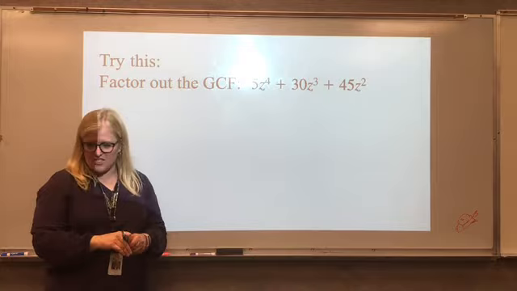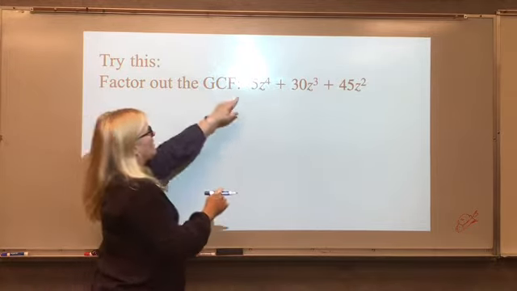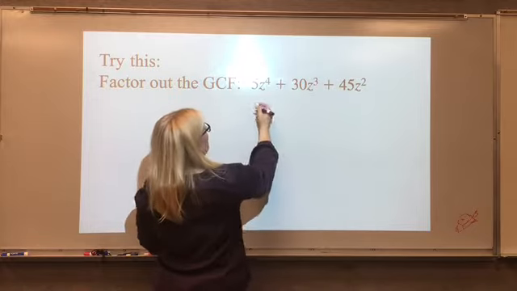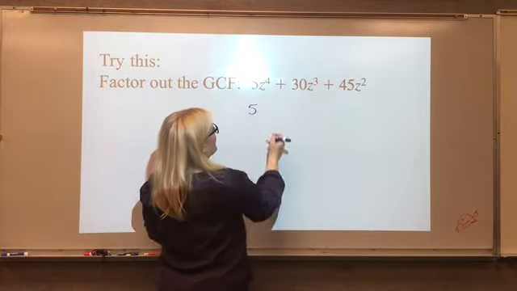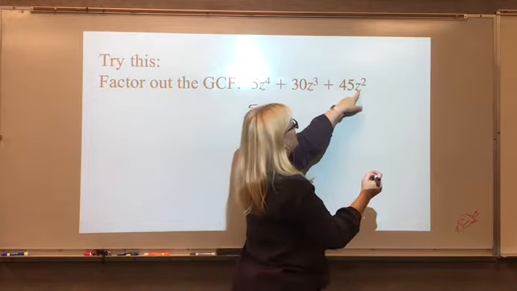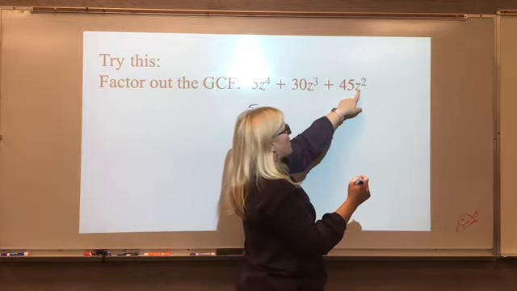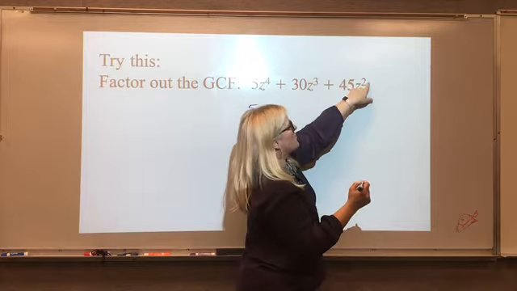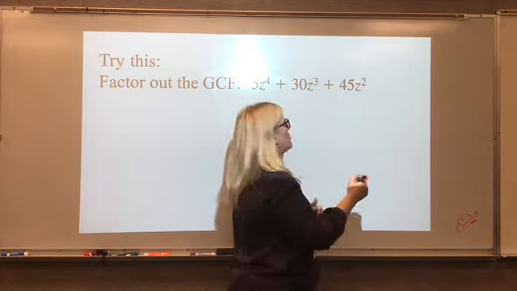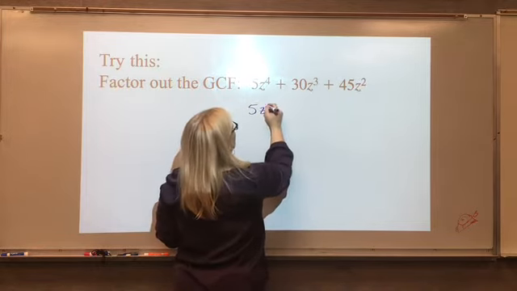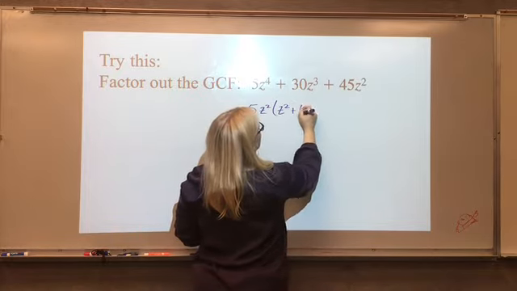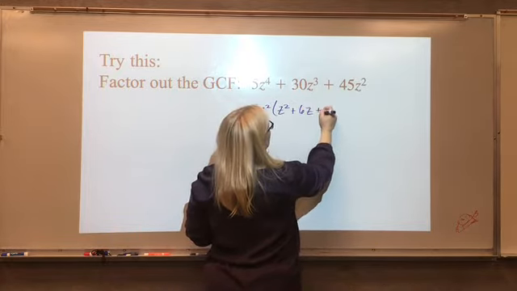All right, so let's give this one a try. So when I look at my coefficients, I see that 5 is the greatest common factor. And I look at my variables, and z squared is the smallest one with the exponent, so that's the one I'm going to pull out. So I've got z squared. So I'm left with z squared plus 6z plus 9.